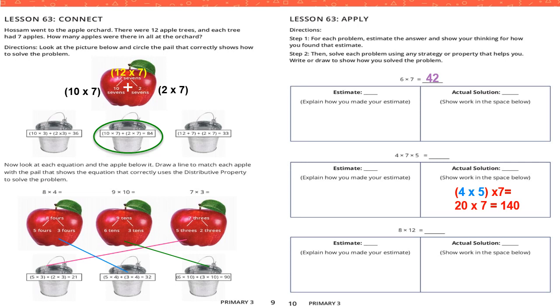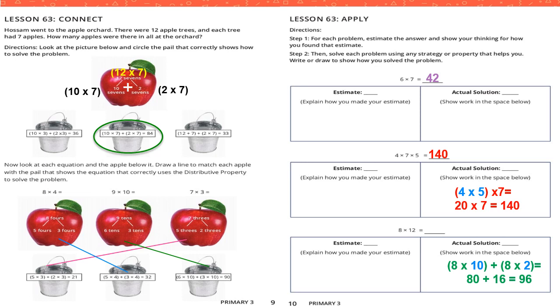Okay, so I took 4 times 5 between two brackets, then I will multiply by 7. 4 times 5, 20. 20 times 7, I will take this 0 out here, and 2 times 7 equals 14. Yes. The last one, 8 times 12. Which property can I use? I can use distributive. Okay, distributive property.